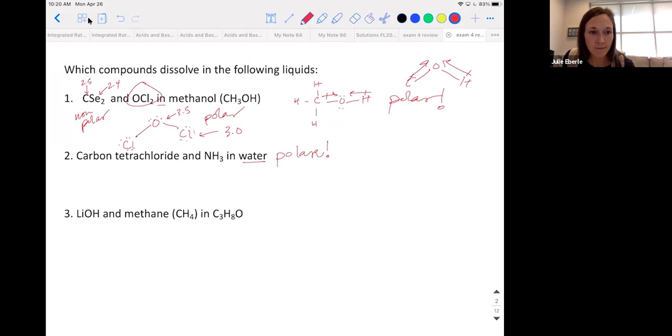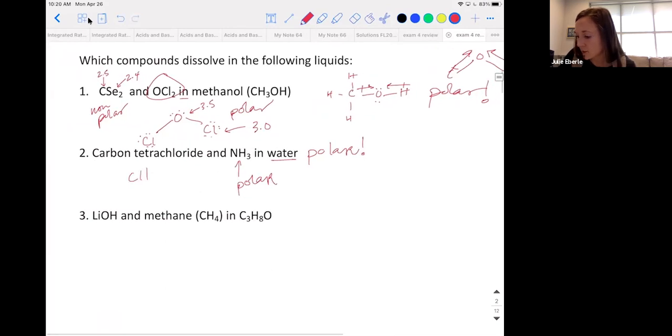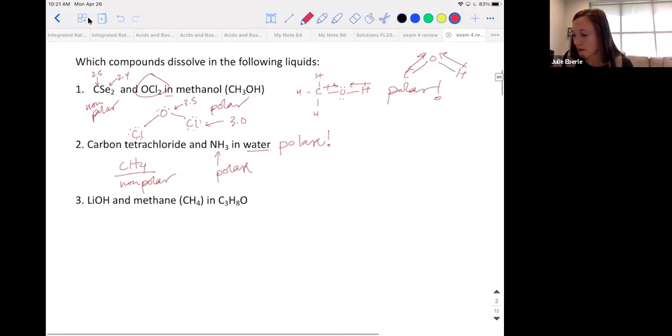You want me to draw them out? Thank you, Keegan. NH3 is polar. Carbon tetrachloride is CH4. Anytime I see just carbons and hydrogens, I should know that's not a polar molecule. I don't care if it's C2H8, C2H6, C10H1000, okay? Anything with just carbons and hydrogens is a nonpolar molecule. Okay? So NH3 will dissolve in water.